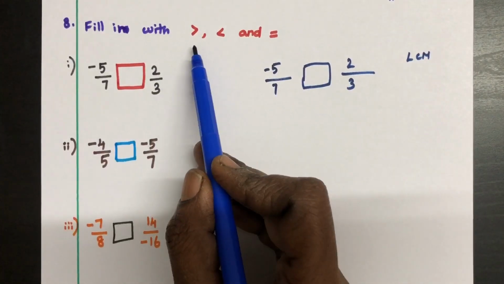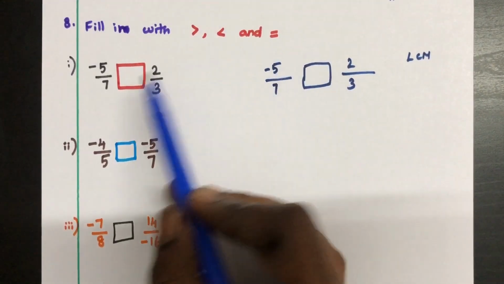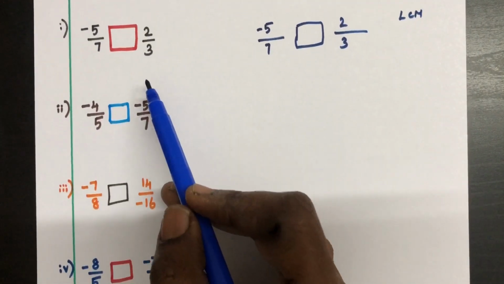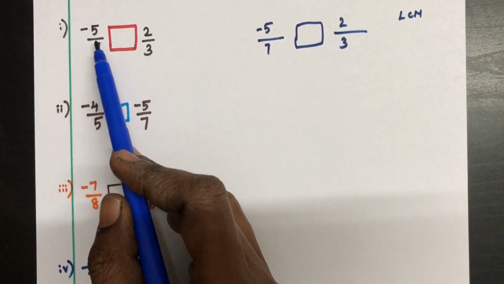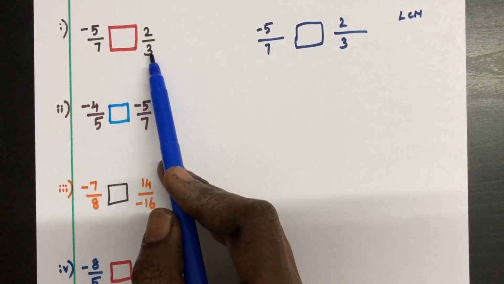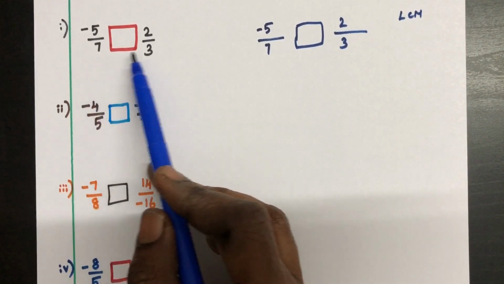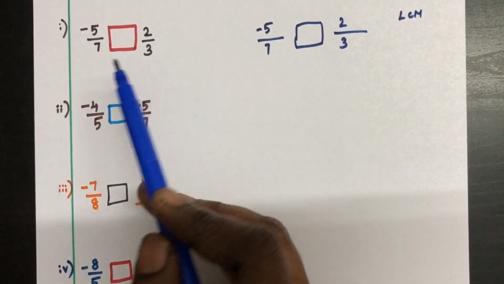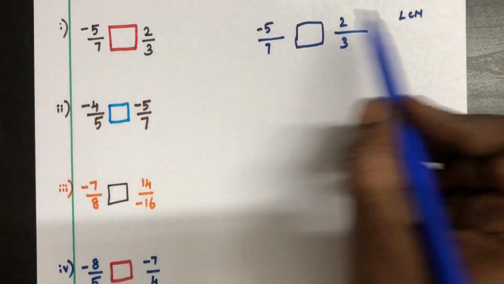Fill in with greater than, lesser than and equal to symbol. That means we are going to compare the given rational numbers. Let us compare. This is minus 5 by 7 compared with 2 by 3. The denominators are different, so we cannot compare. For that we need to find the LCM of the denominators.